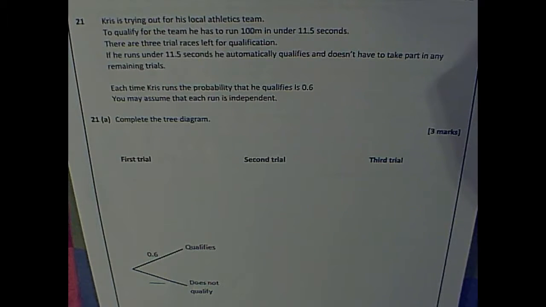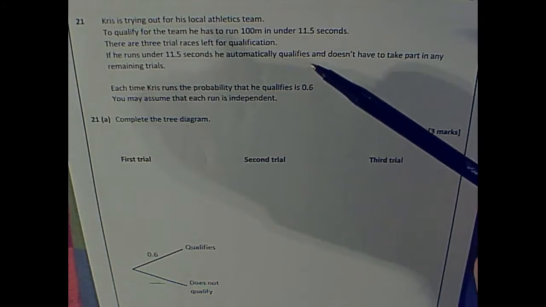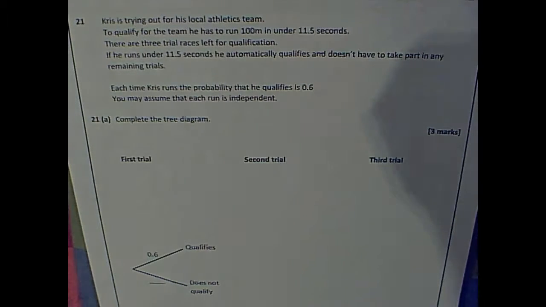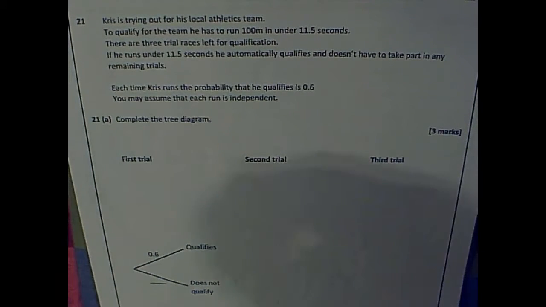Read the question carefully, it will save you bother. If he qualifies by running under 11.5 seconds, he does not take part in any remaining trials. Each time Chris runs, the probability he qualifies is 0.6. You may assume that each run is independent, so each time he runs, the chances are 0.6. So let's have a look.